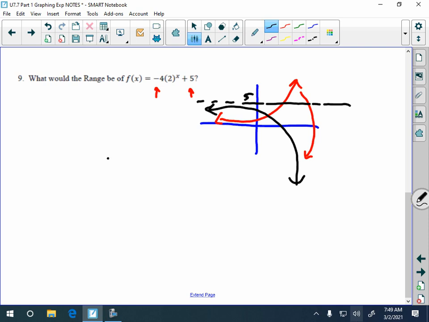So then our range, going from bottom to top, would first hit at negative infinity and then go up to 5. So you can see that k value is used in the range. It's either at the end or it's at the beginning. All right, that's it.